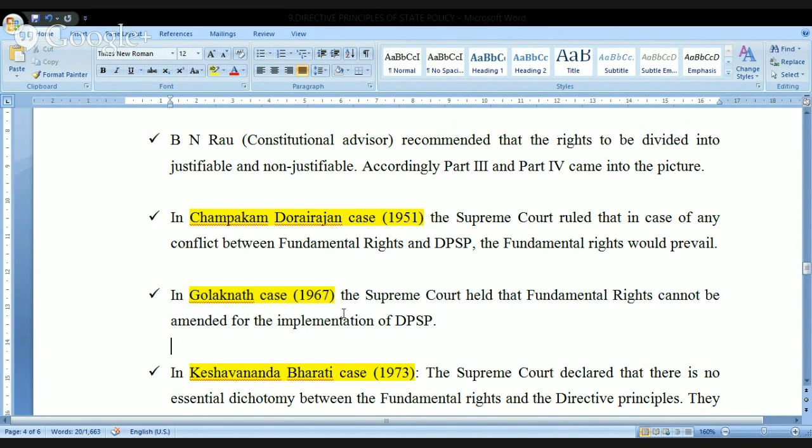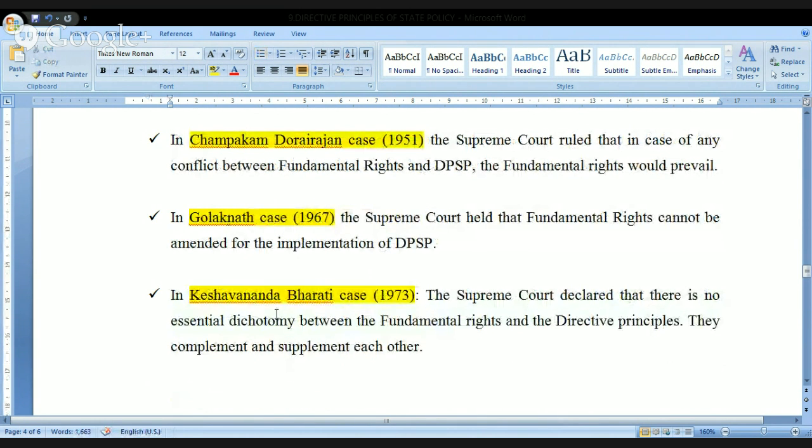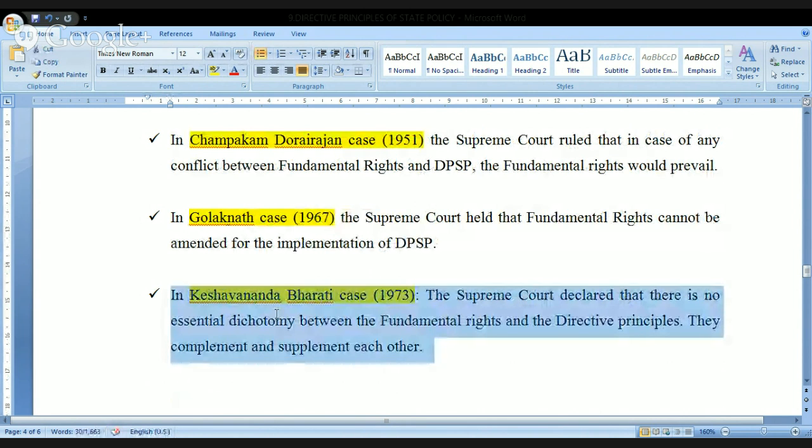Right? Next. In the Kesavananda Bharati case, the Supreme Court declared that there is no essential dichotomy between fundamental rights and the directive principles. They complement and supplement each other. Another fantastic judgment given by the Supreme Court. Kindly remember, in the first case and the second case of 1951 and 1967, the Supreme Court made it clear that fundamental rights will be given the high priority. But Kesavananda Bharati said that they complement and supplement each other.